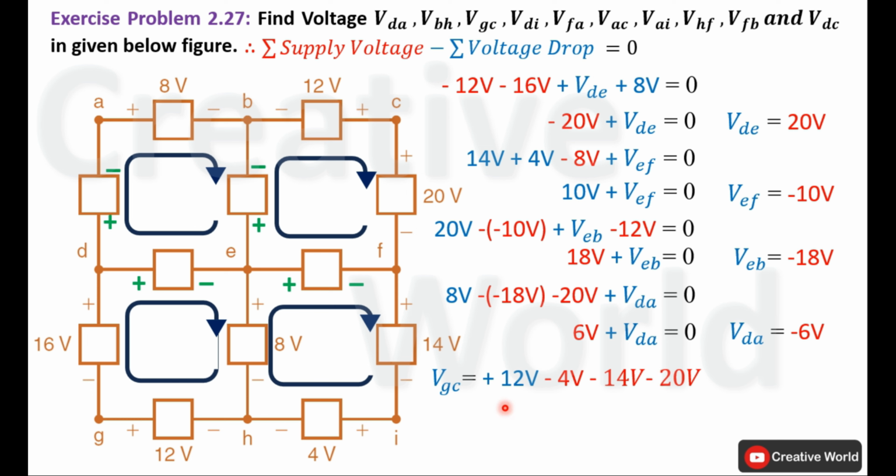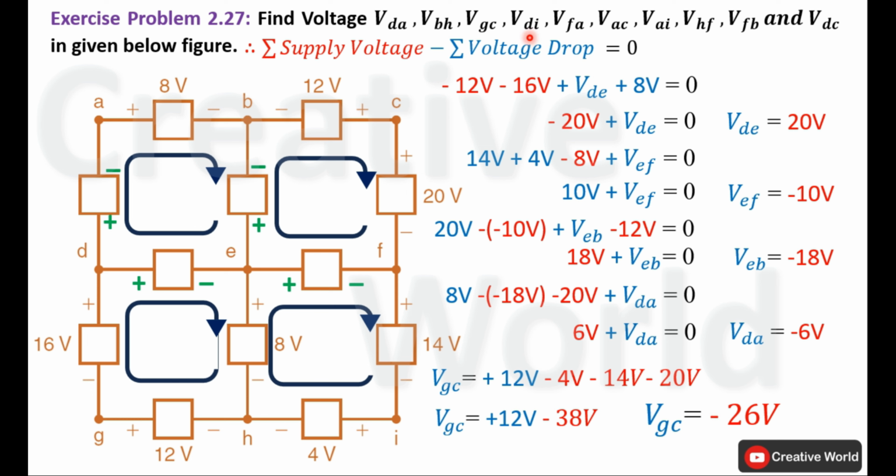Now solve this equation to calculate the value of VGC. Add all these constants together, it will become minus 4 minus 14 will become minus 18, minus 18 minus 20 will become minus 38. Now subtract 12 from 38, it will become minus 26 volt. Here minus is taken because the larger value has a minus sign along with it.